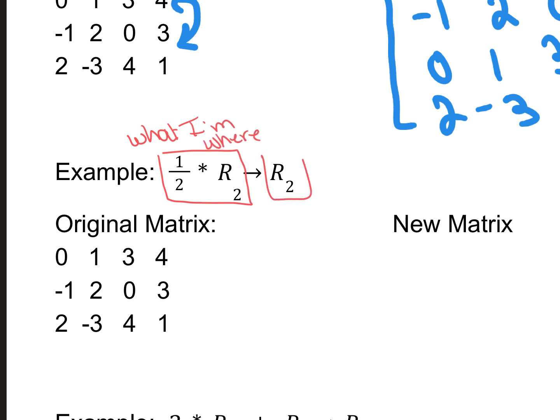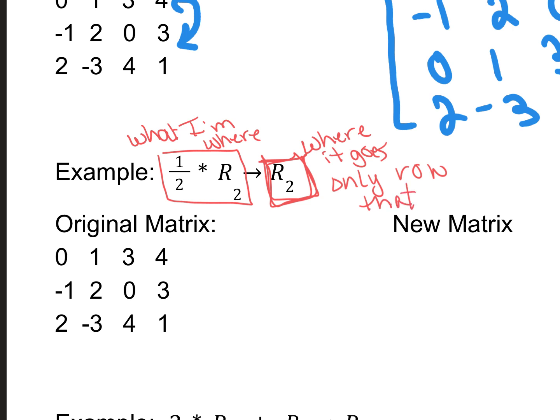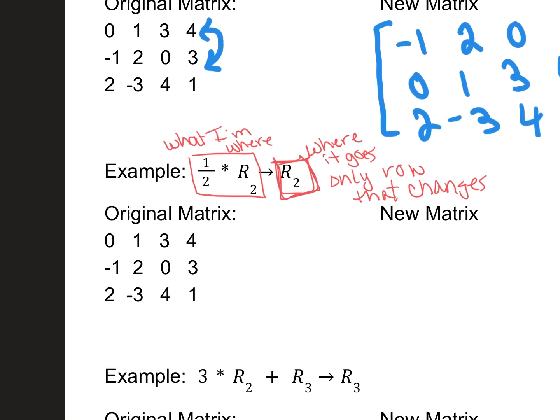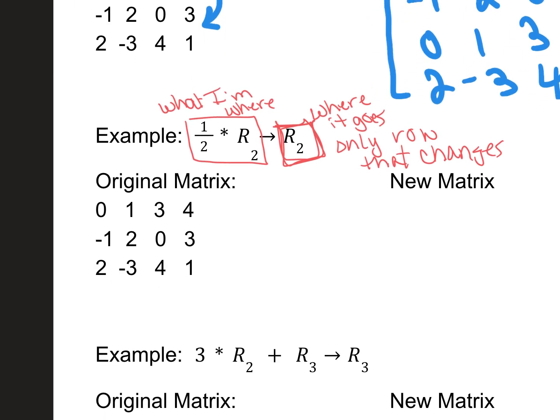Okay, and this over here tells me where it goes. And this over here is the only row that changes from the old matrix to the new matrix. So if we are going to take half of row 2 and put it in row 2, I always like to show all my work in between the 2 matrices. So we are going to take half of row 2 and put it into row 2. And again, row 2 is the only row that's going to change.